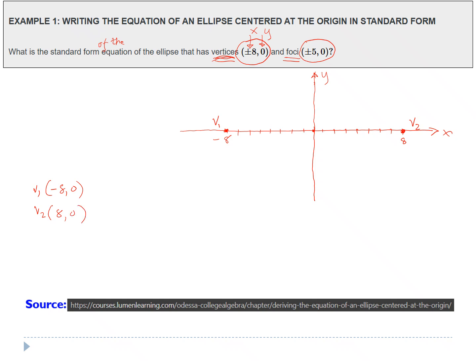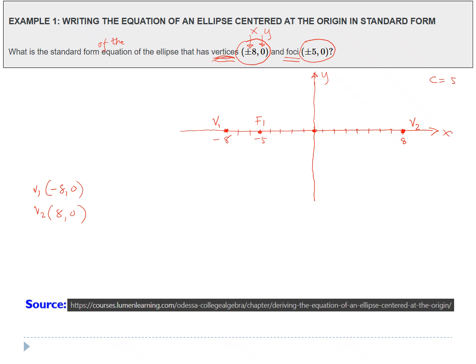And we have the foci. The foci are plus and minus 5, along the major axis. This 5 here, plus and minus 5, is the distance, that is the value of c. So c is equal to the absolute value of 5, which is 5. This is the distance from the center towards the foci. So we have 1, 2, 3, 4, 5. This is negative 5, so it is on this point. We can call this F1.